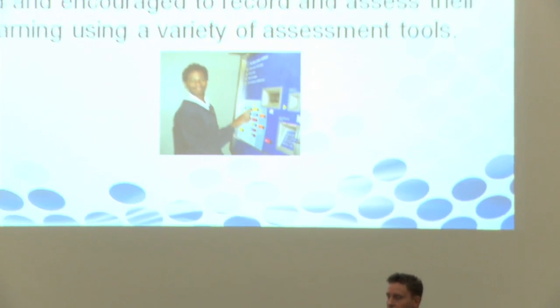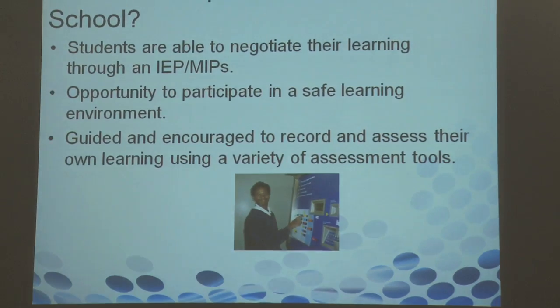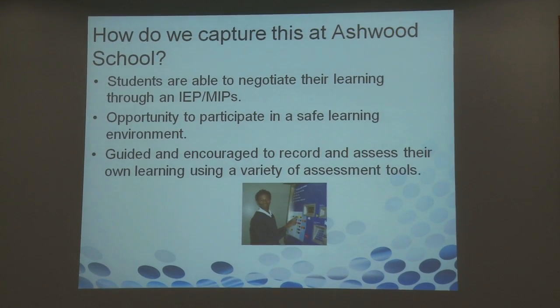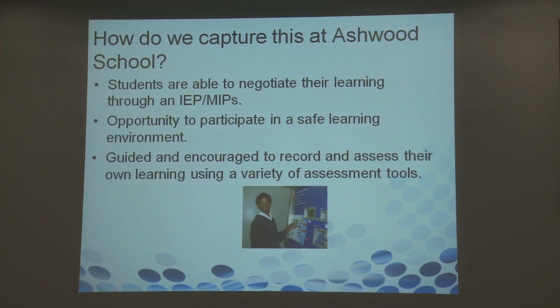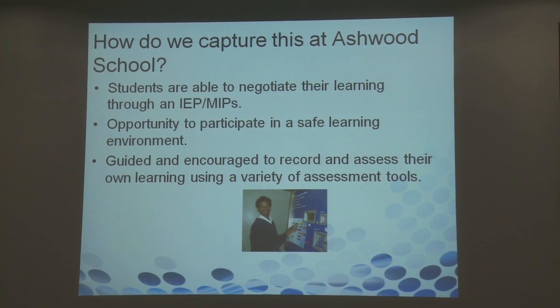So my next question was, well, how do we capture this at Ashwood School? And how do we do this so that I can relay this to you so that you might take away some ideas? So first of all, the students negotiate their own learning program through what we call an individual education plan, and of course a managed individual plan, which is your MIDS. The ACE providers might use an individual learning plan, ILP, I think that is it. Obviously we give the students an opportunity to participate in a safe learning environment where they can take risks, and we make sure that it's safe.